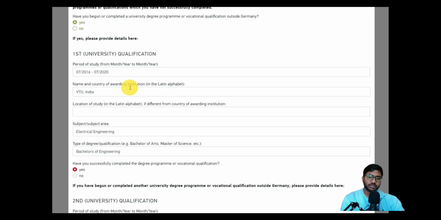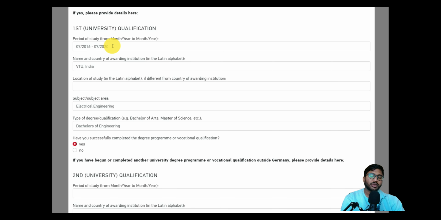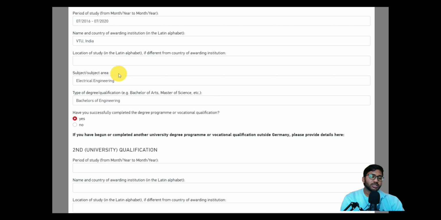If you have taken any extra semester, then please mention it. It will be half a semester extra, and you can mention it here. The name and country of the awarding institution is Visvesvaraya Technological University, which is in Karnataka, India. The subject area that I studied is electrical engineering, and the type of degree I was awarded is Bachelor of Engineering. Okay. Then, have you completed successfully? Yes, I have completed it successfully.